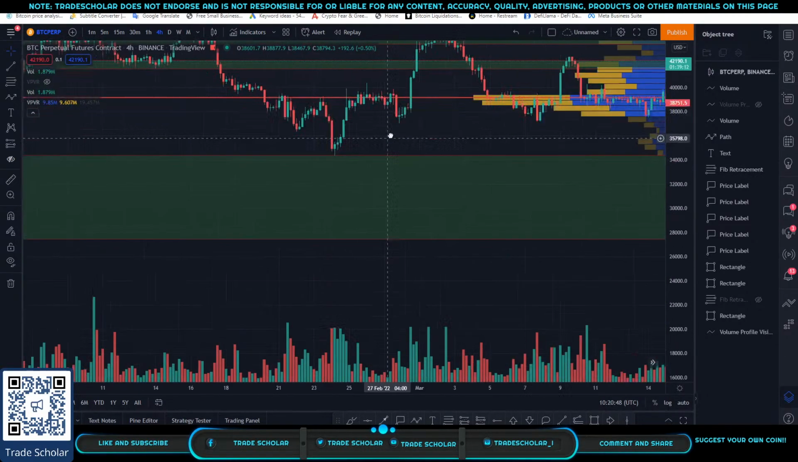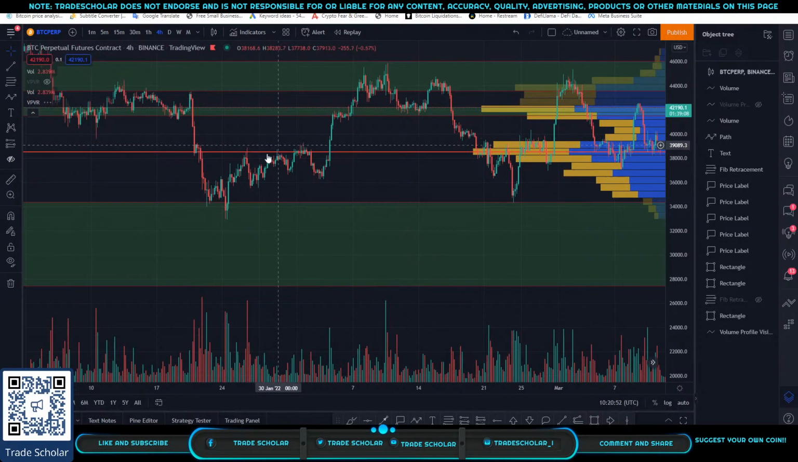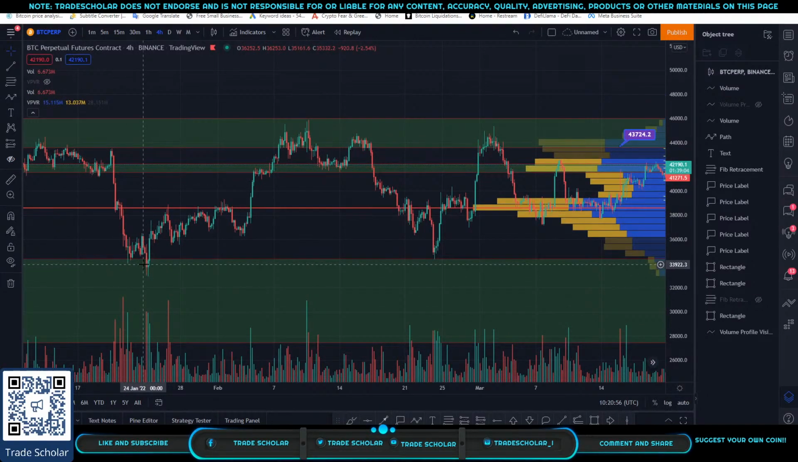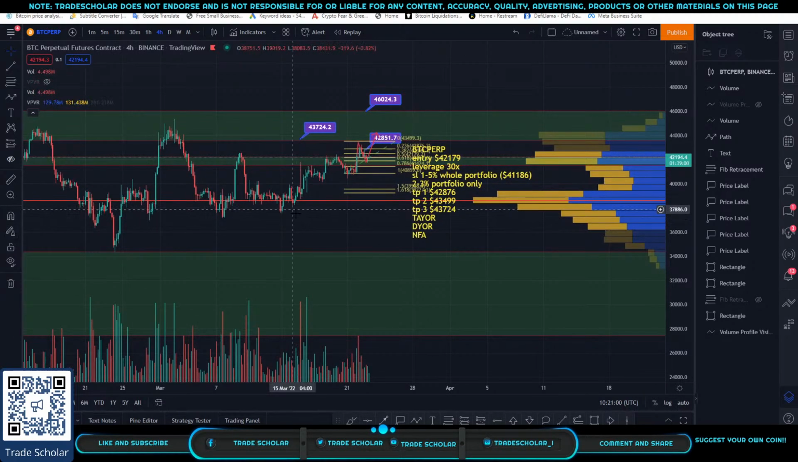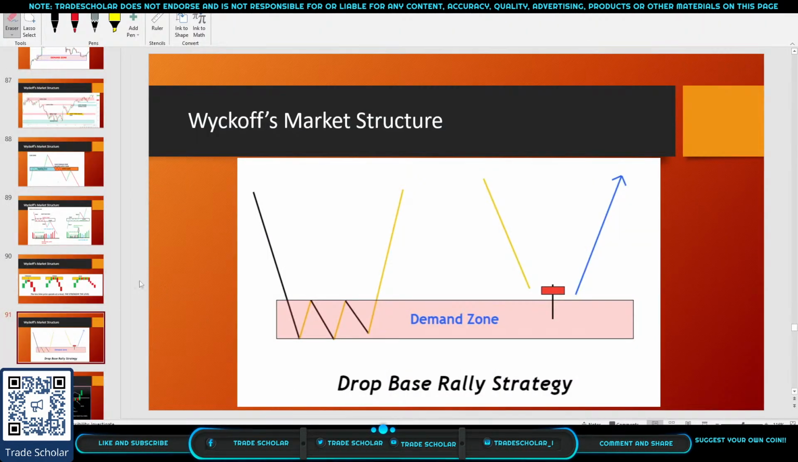This one right here. After touching, it pumps. Okay, drop, demand area, and then pump. Drop, base, rally. Okay, so that's it for our basic technical analysis you can learn.